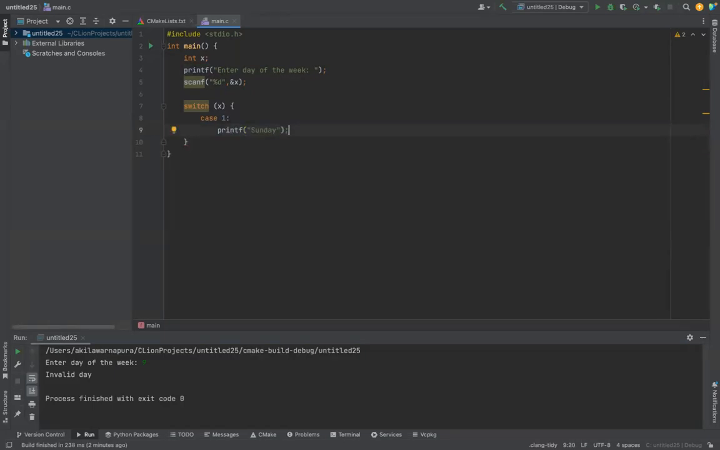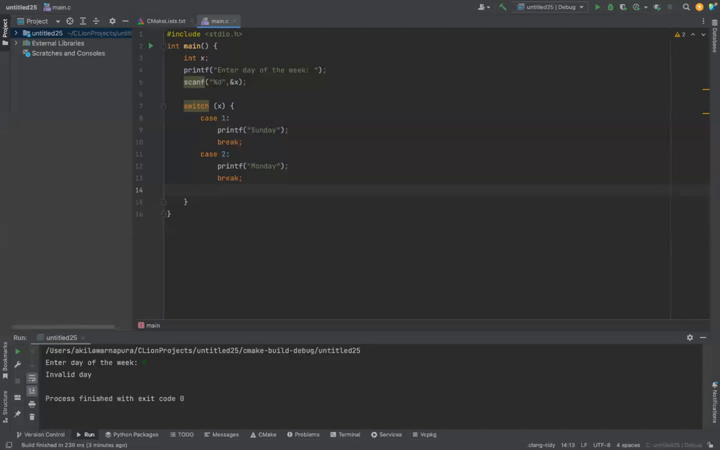Now our case is over. Case 1 is over. Then you have to use the break. Then case 2, printf Monday. Break.